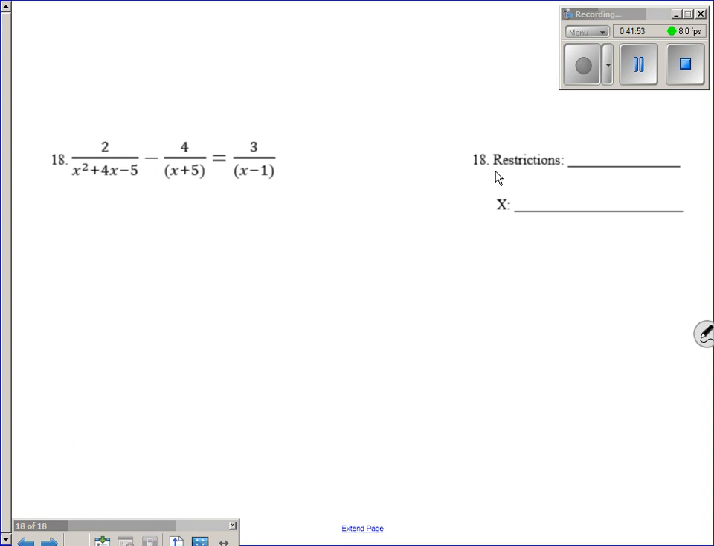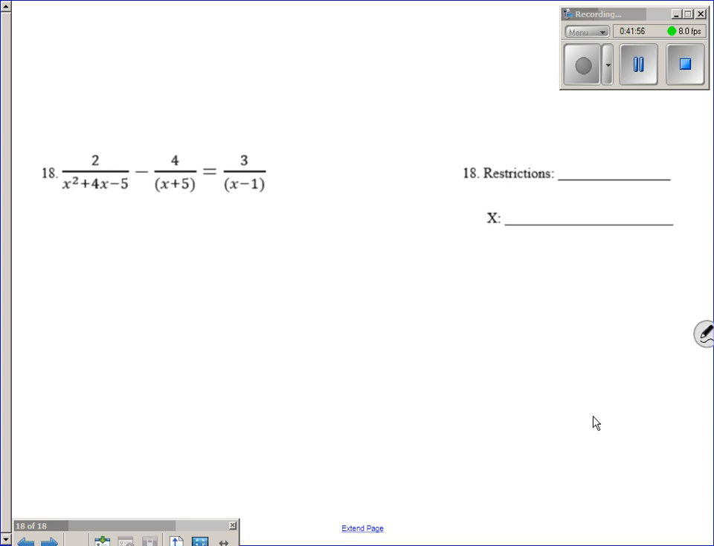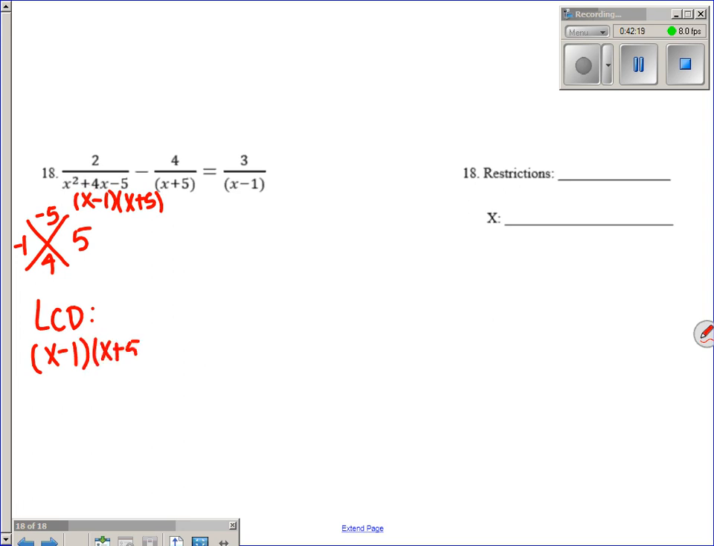Okay, last one. We need to factor out the bottom using Xbox, -5 on top, 4 on the bottom. Your two numbers do end up being 1 and 5, with the 1 being a negative. So this does factor out to be x minus 1, x plus 5. So your LCD is going to be x minus 1, x plus 5, which means the restrictions are going to be x cannot equal positive 1 or negative 5.